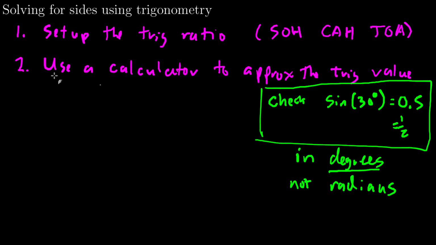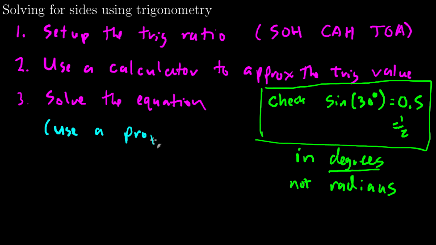Once I use my calculator to approximate the value, then I'm going to solve the equation. Now there's a couple ways. I'll show you a couple ways, but I am going to, for my examples, use a proportion. It just makes things easier. Not faster, not better, just easier.